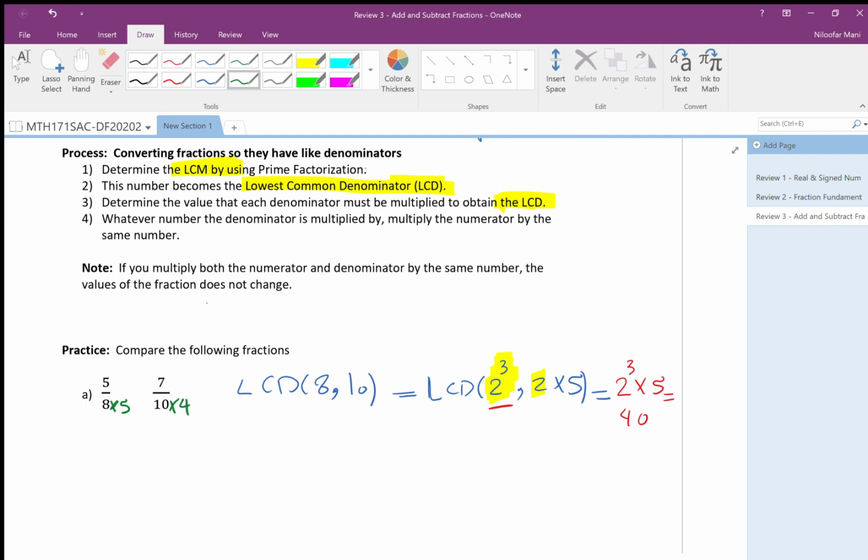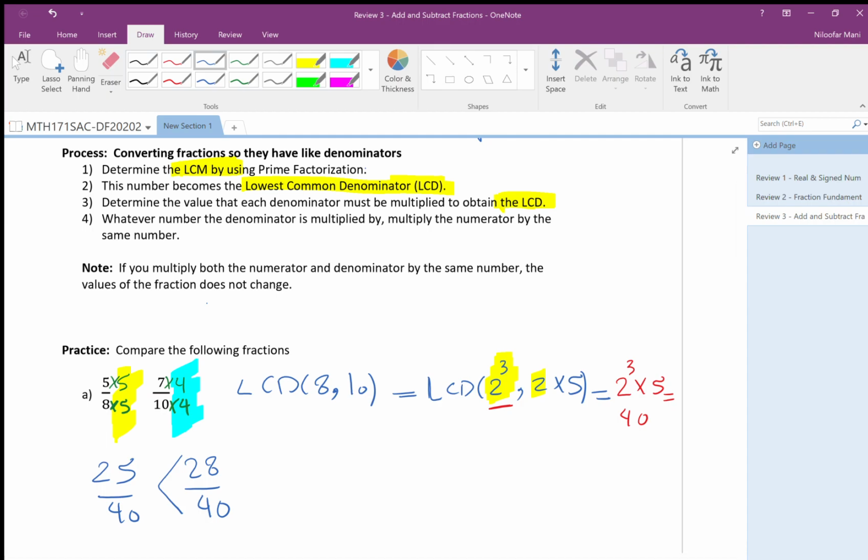I multiply one of them by 5, one of them by 4, but I have to multiply top and bottom. I multiply 5 here, I multiply 4 there, because then I multiply the same number with top and bottom, so I'm not changing my fraction. I have an equivalent fraction. So it is 25 over 40 and 28 over 40. Which one is bigger? 28 over 40, right?